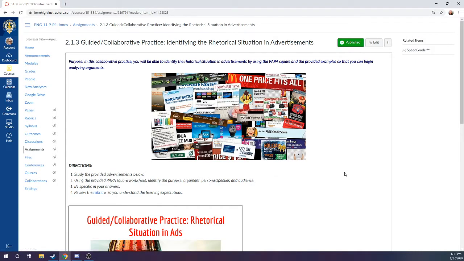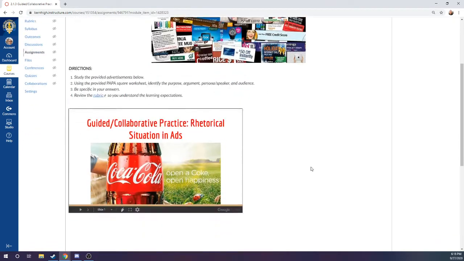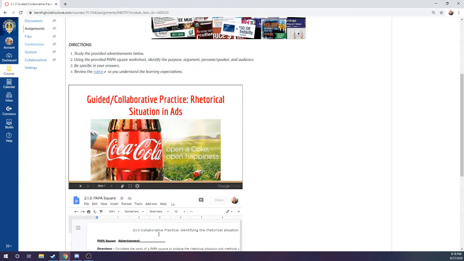So if you go to the next page, you'll see your first activity here, and we're going to be working on something that's called a PAPA square worksheet. And what you'll do for this first assignment is you'll actually, with one worksheet, look at 4 different advertisements. Now, in the next worksheet that we do, you'll only look at one, and you'll actually break down a poem into 4 areas.